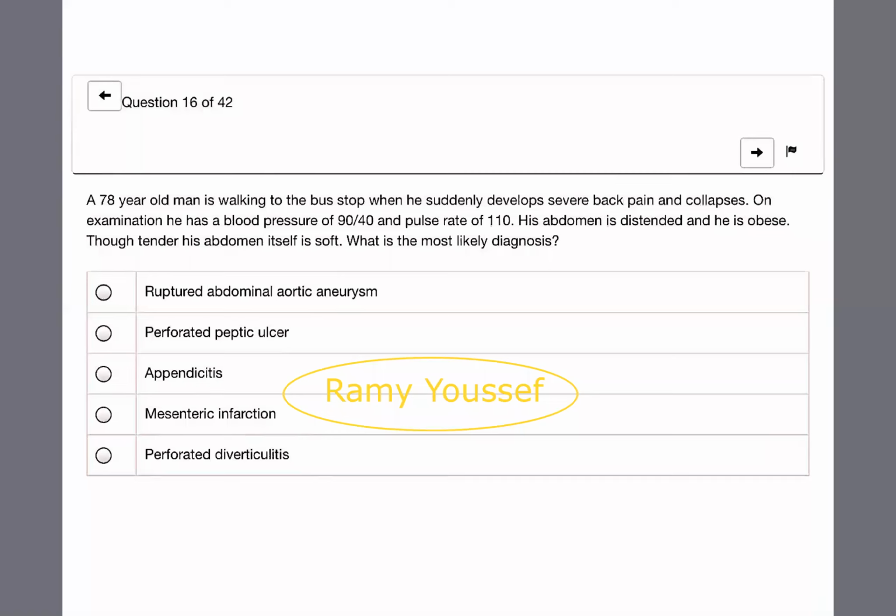A 78-year-old man walking to the bus stop when he suddenly develops a severe back pain and collapses. On examination, he has a blood pressure of 90/40 and pulse rate of 110. His abdomen is distended and he is obese. Though tender, his abdomen itself is soft. What is the most likely diagnosis? Ruptured abdominal aortic aneurysm, perforated peptic ulcer, appendicitis, mesenteric infarction, perforated diverticulitis.